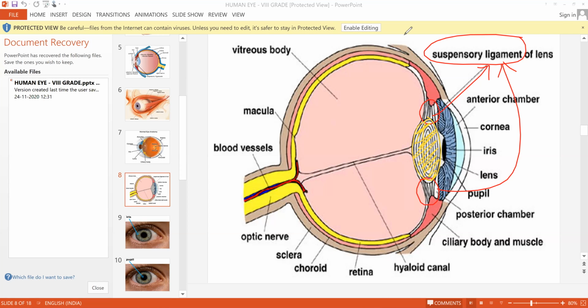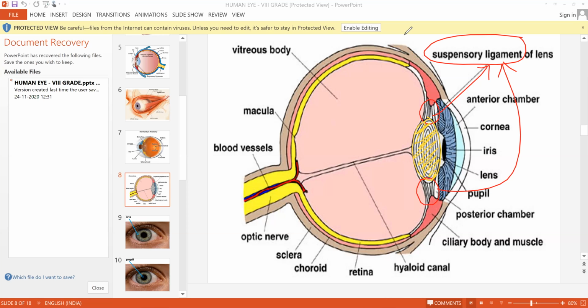Okay, so when we talk about the ciliary body, see, we are learning about the human eye. So you should mentally fix yourself that you are going to learn some new words, some new concepts, some new terminology. You have to mentally fix yourself. Then you can understand all these terms and new terminology.